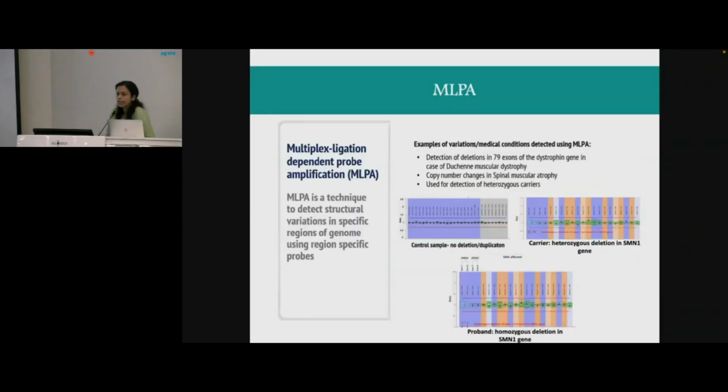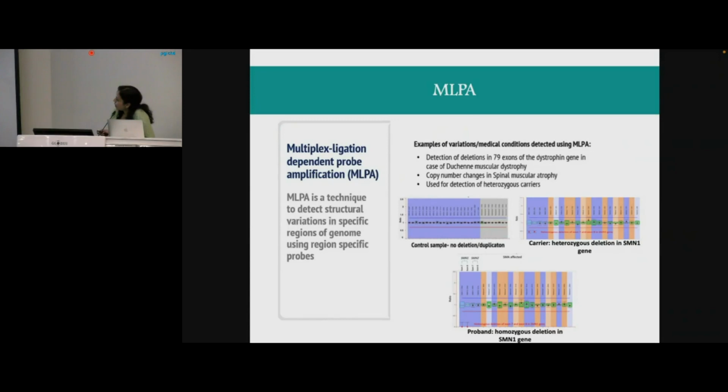Now coming to MLPA. MLPA is multiplex ligation-dependent probe amplification. It is a technique to detect structural variations in the genome using specific probes. It is a very efficient method and takes very little time, only 48 hours to get the results. You can detect a number of different conditions within a single probe set. For example, in DMD the gene is very big, with 79 exons, and 60 to 65% of cases have deletions, so MLPA is a very good approach for DMD. It can also be done for SMA, spinal muscular atrophy. There are numerous conditions where you can do MLPA.